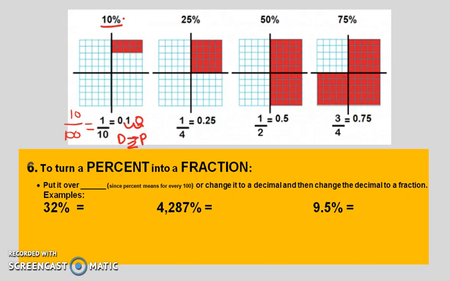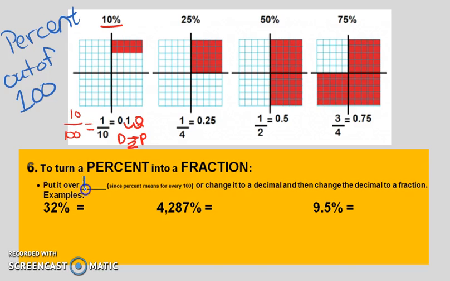The final step is to practice going from percent into fraction. And remember, percent really means per 100 or out of 100. So, to change a percent into a fraction, the first step is to put it over 100, since percent really means for every 100 or out of 100. So let's do that. 32% means 32 out of 100.